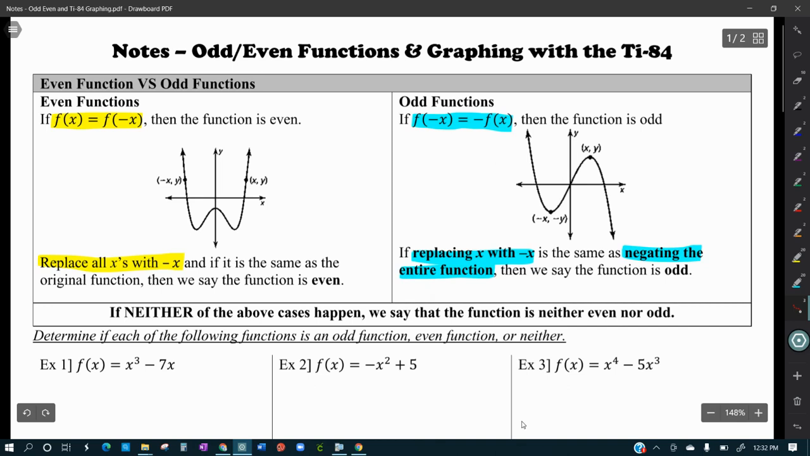Now, not every function is odd or even. Sometimes you can have neither. If you check both of these rules and neither of them is true, that means you have a neither function.